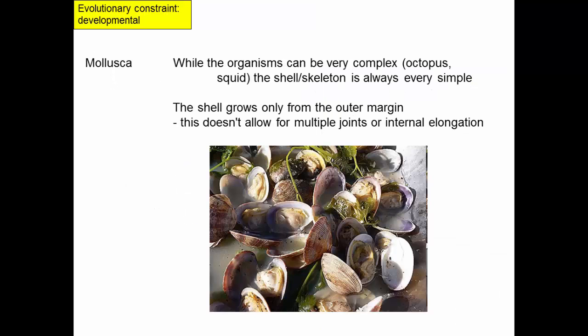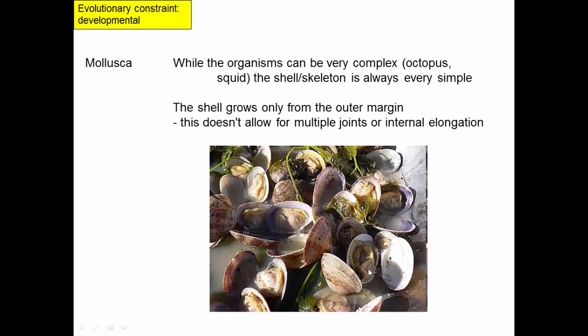Another example comes from mollusks. I mentioned earlier, while the organisms themselves can be very complex, the shell or skeleton is always very simple. This is because when the shell is growing, it starts off as 1 hinge, and then as it grows, the shell grows from the outer margin. There's no mechanism within development of these animals to start a new shell anywhere else. They start off with 1 hinge, they grow from the outside, they can't grow in here. Once this part is done growing, they can't stop and restart a new section.